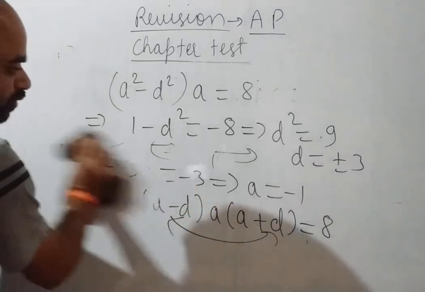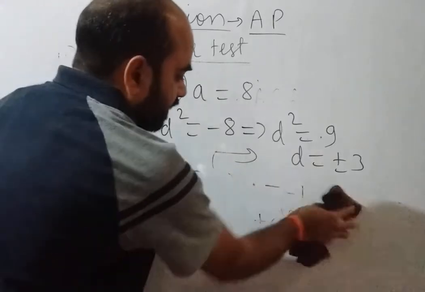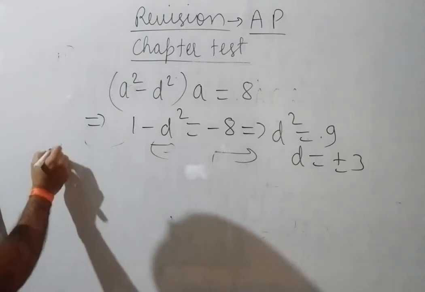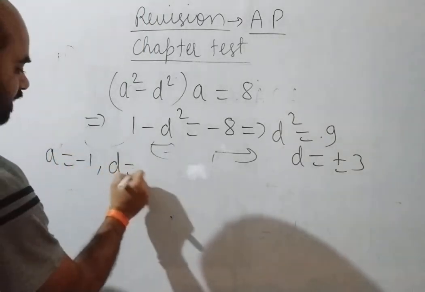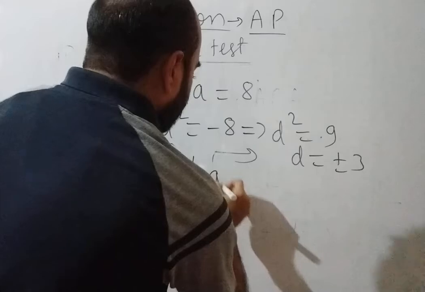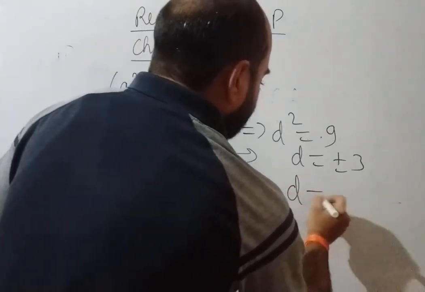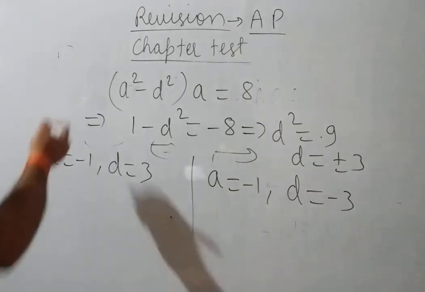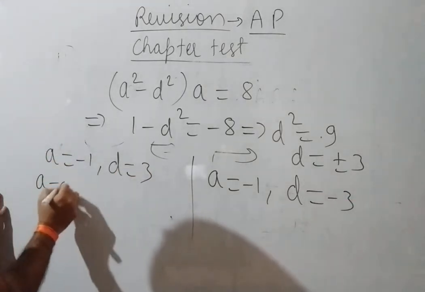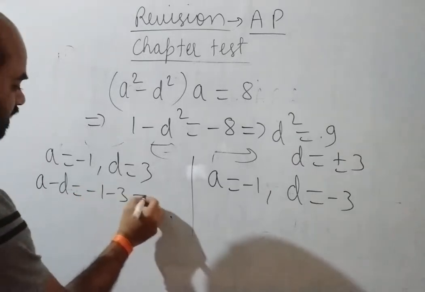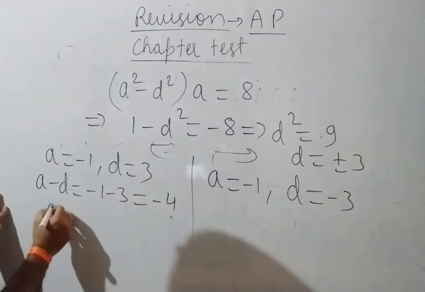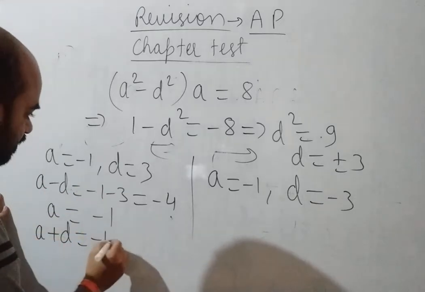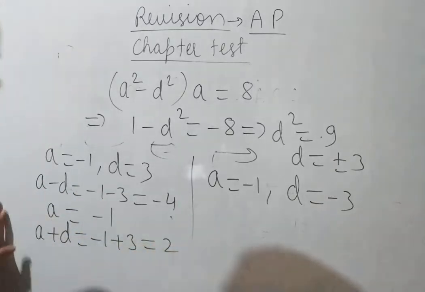So we have calculated both A and D. A is minus 1. So first case, A is minus 1 and D is plus 3, or we can take A is minus 1 and D is minus 3. So the numbers are: the first number we have taken is A minus D, so minus 1 minus 3, it means minus 4. Next we have taken A, that is minus 1. Next we have taken A plus D, it means minus 1 plus 3, that is 2.